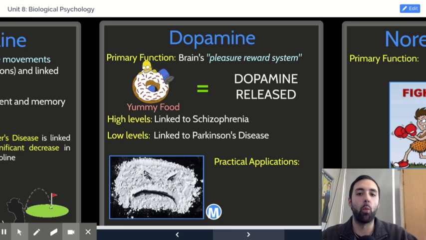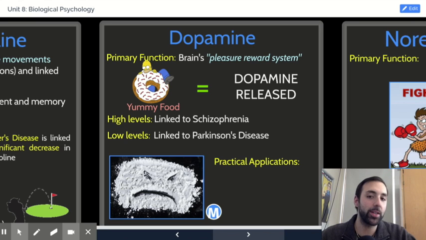That pleasure reward system, that rush of dopamine that we experience, is that euphoria that we connect to those types of behaviors. High levels of dopamine seem to be connected to schizophrenia, a psychological disorder we'll talk about in next unit, while low levels seem to be connected with Parkinson's disease. Although it's not the primary function, dopamine does have a connection to some elements of our movement.